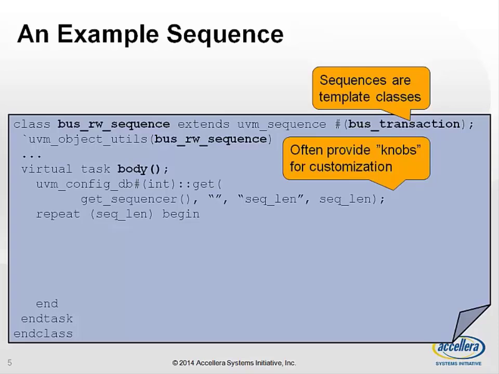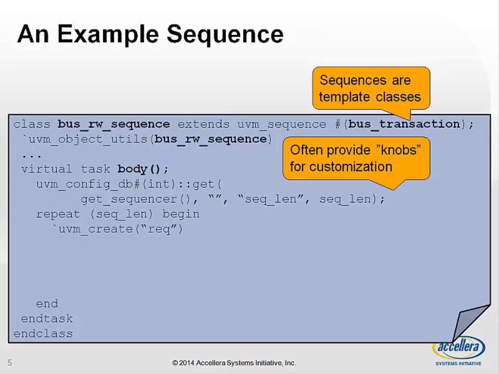So I can put what we call knobs, or what many people call knobs, to allow me to customize the sequence. So here, my body method, before it does anything, asks the configuration database, tell me how many transactions I should generate. So it goes into the configuration database and asks for the sequence length, for example. And then we have a repeat loop that says, okay, I'll go through this next loop that many times. Here's where I want to build and send transactions.